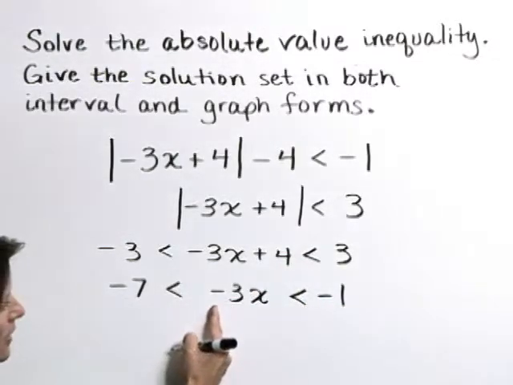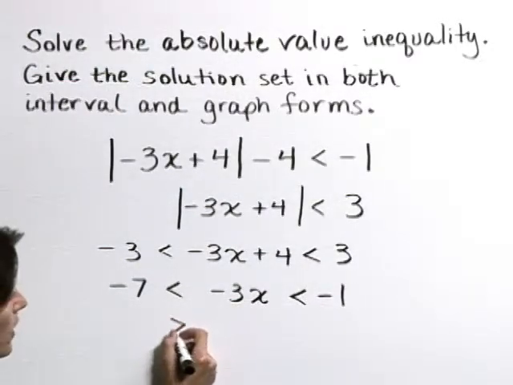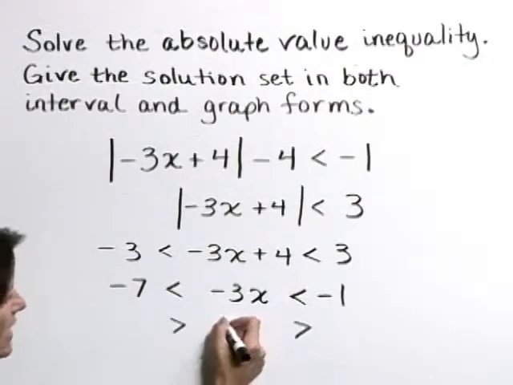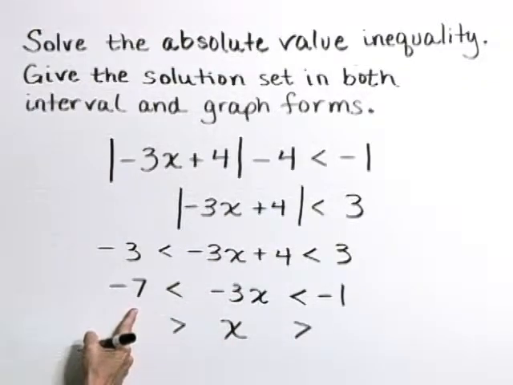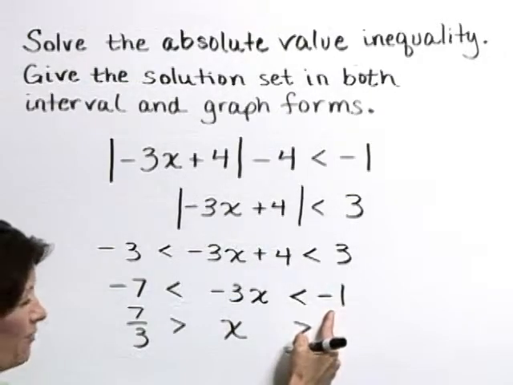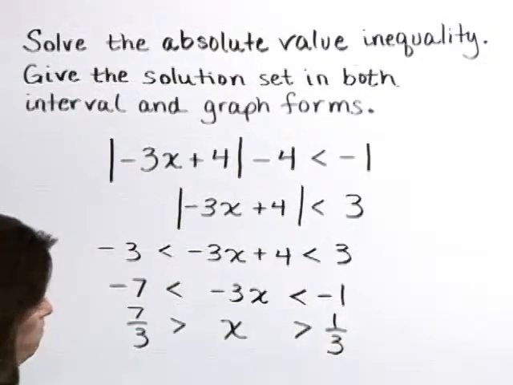As a next step, let's divide each piece by negative 3. Now that's going to switch the direction of these inequalities. It's going to isolate our x term in the middle. Negative 7 divided by negative 3, let's just write that as 7/3. Negative 1 divided by negative 3, we'll write that as 1/3.